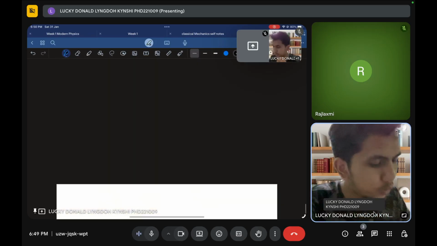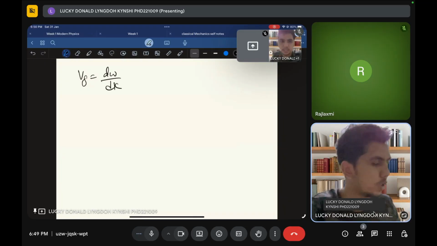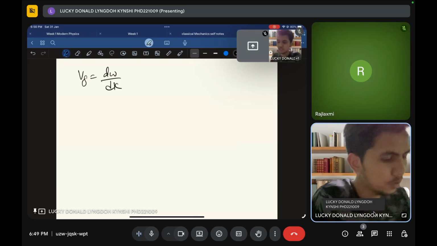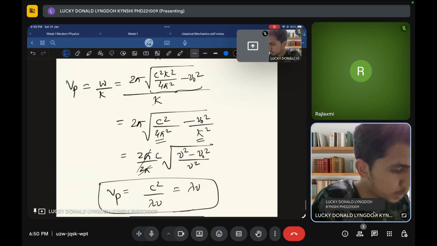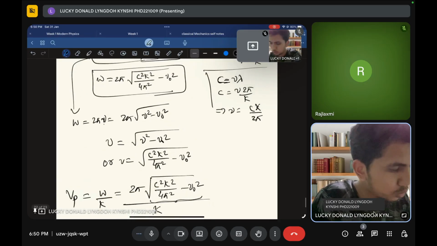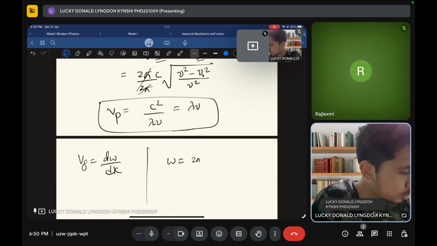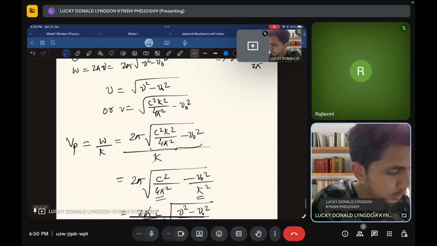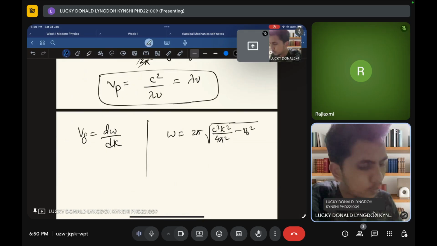Okay, so if I want to do the group velocity vg, which is equal to d omega by dk, then you have to differentiate. Omega you have already got from here: omega is equal to 2 pi root over c square k square by 4 pi square minus mu naught square. This is omega, so you just need to differentiate this formula.